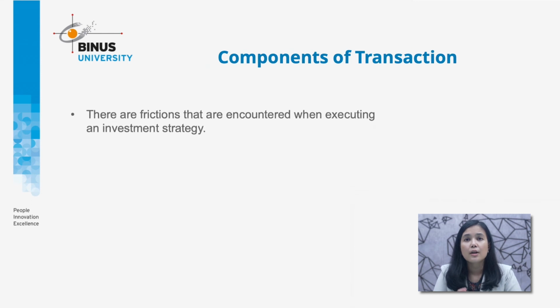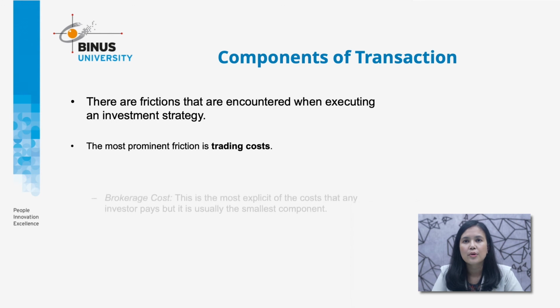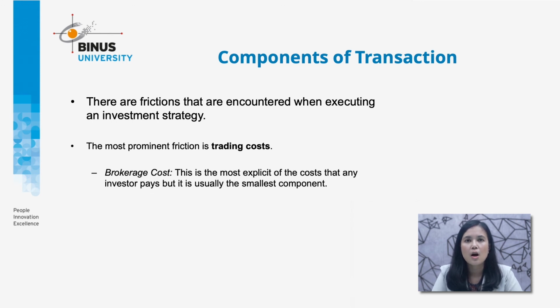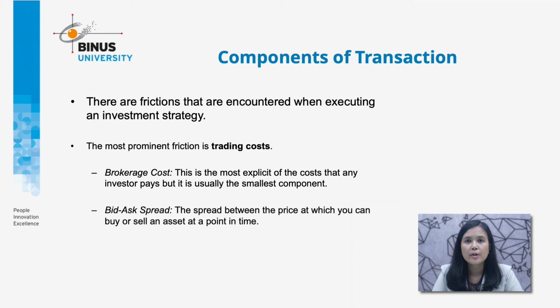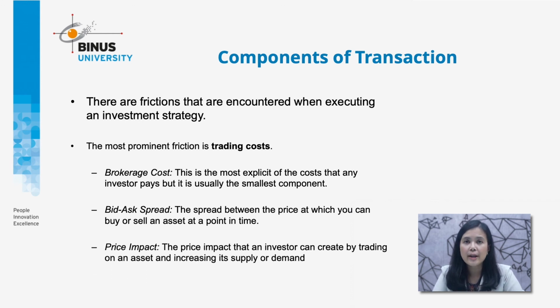There are frictions that are encountered when executing an investment strategy. The most prominent friction is trading costs. There are three big frictions. Brokerage costs are the most explicit of the costs that any investor pays, but usually the smallest component. The bid-ask spread is the spread between the price at which you can buy or sell an asset at a point in time. And price impact is the impact that an investor can create by trading on an asset and increasing its supply or demand.